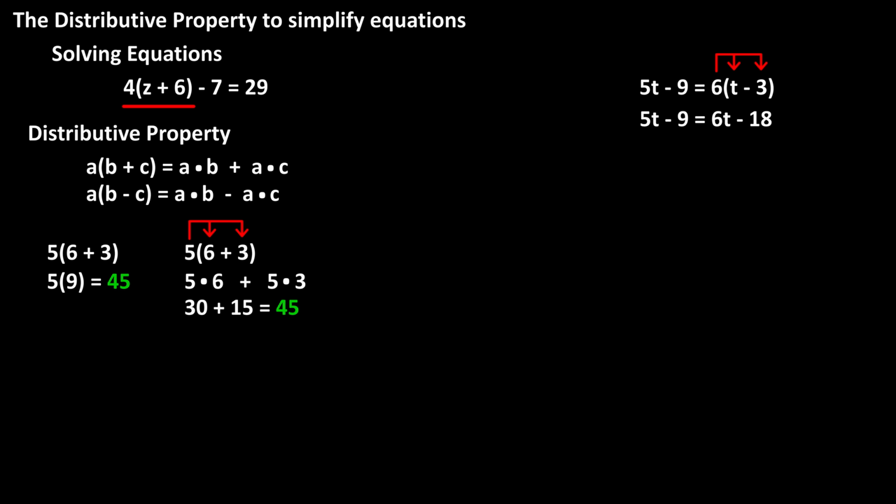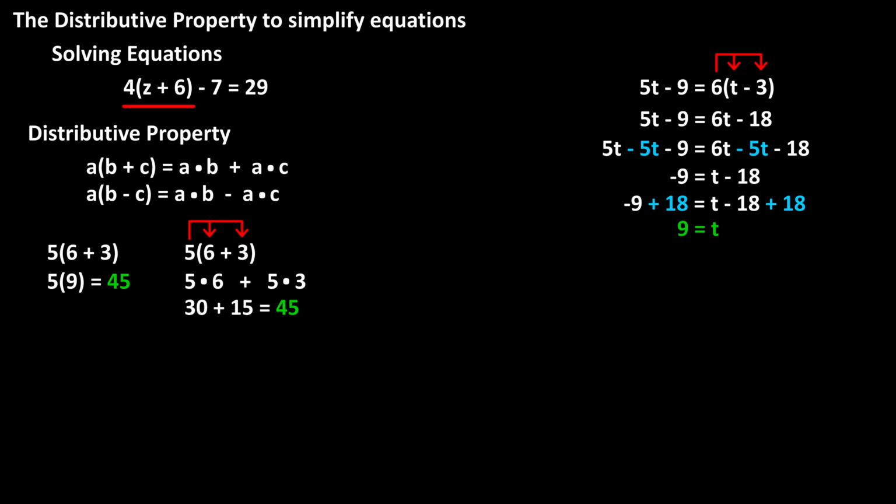And what we ultimately want to do is get the variable alone on one side, and numbers on the other side. We can start to do that by subtracting 5t from both sides. After doing that, we now have negative 9 equals t minus 18. Next we can add 18 to both sides, and after doing that, we have 9 equals t, or t equals 9, as our solution to the equation.